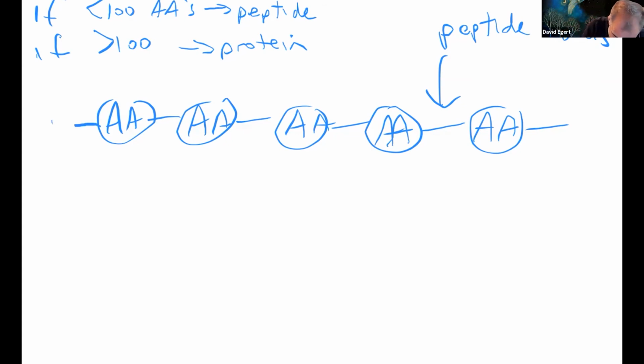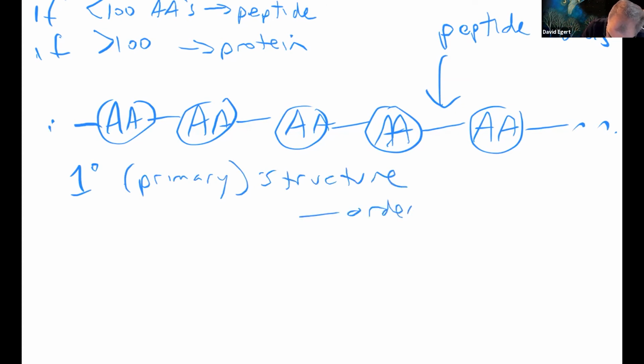What I've drawn here is called primary structure. It's just the order of the amino acids. And again, what defines which amino acid gets hooked up in which order? How does a cell know how to assemble this thing? The enzyme? No. The tRNA, the codons.